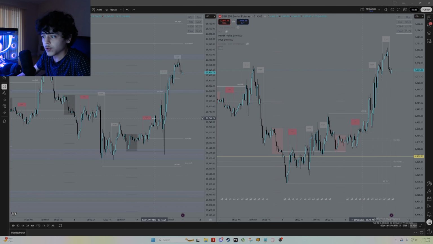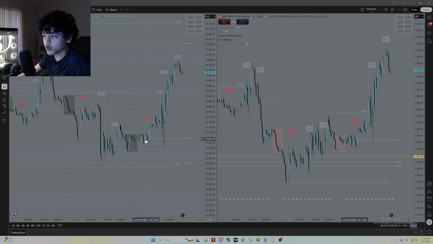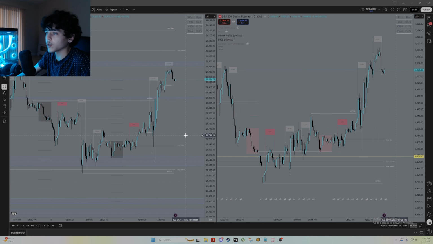It wouldn't necessarily be London low or Asia low. My first draw on liquidity in that scenario, especially inversing this fair value gap right here, would have been true day. Another reason why it would have been true day is because more times than not, if you have this kind of scenario where we didn't really manipulate below true day, you will more than likely see New York manipulation at least touch true day or manipulate below true day open. So keep that in mind when you're looking at these levels.